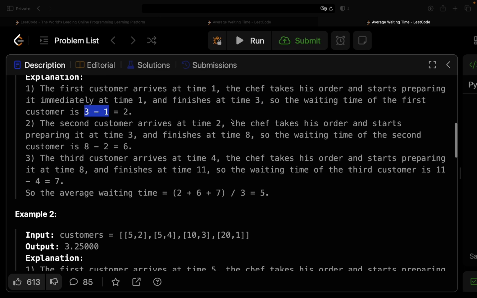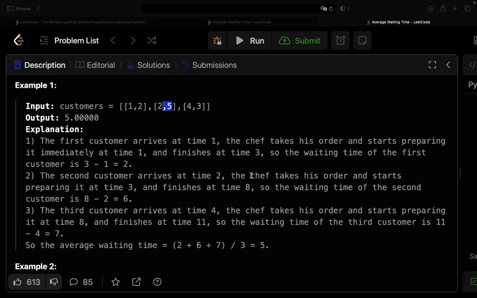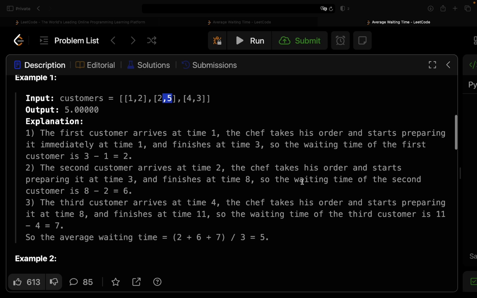For the second customer, he will arrive at t equal to 2. The chef will take his order starting at t equal to 3, after finishing the order of the first customer. And he will finish his order at time unit equal to 8 because he requires 5 minutes to finish his order. So 3 plus 5 is 8. So the waiting time for the second one is 8 minus 2, which is 6 units.